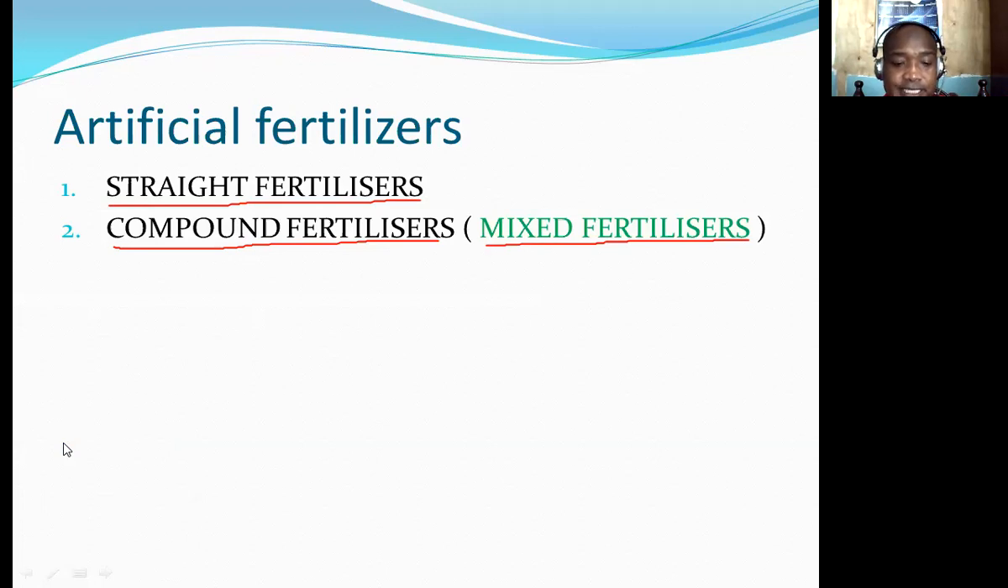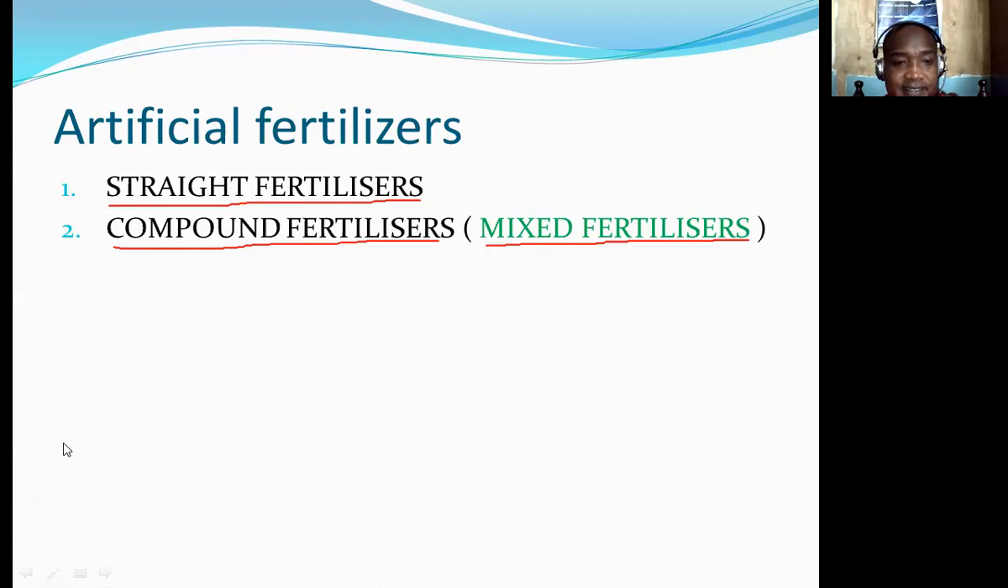Those that contain phosphorus are called phosphatic fertilizers. Lastly, those that contain potassium are called potassic fertilizers. Examples of straight fertilizers are as follows.